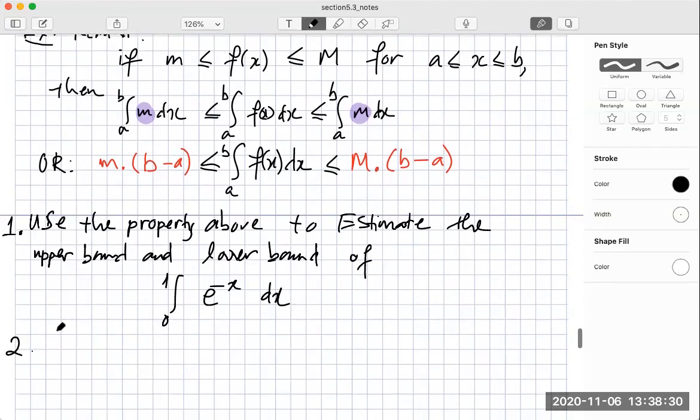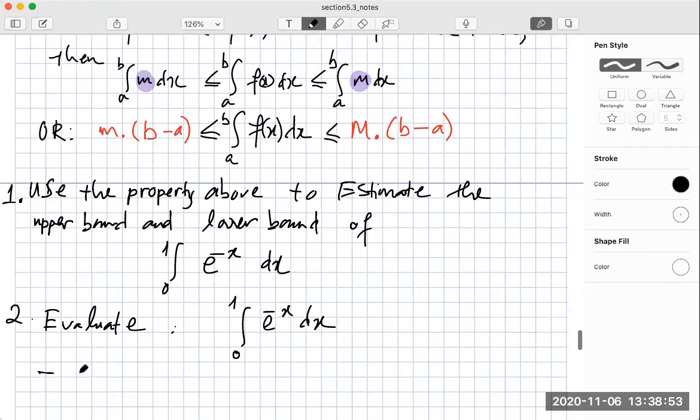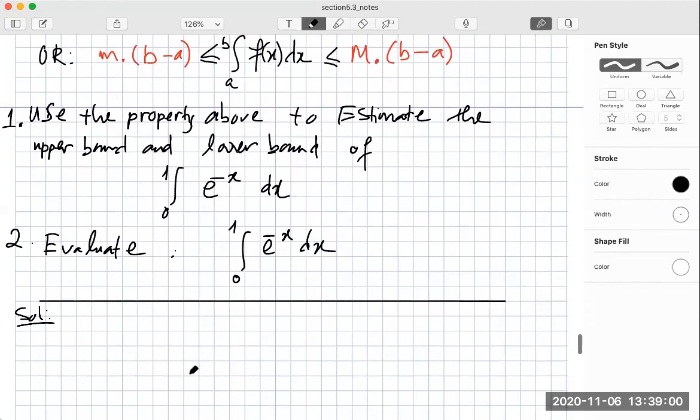Second, evaluate this integral. Okay. So the above integral of properties.